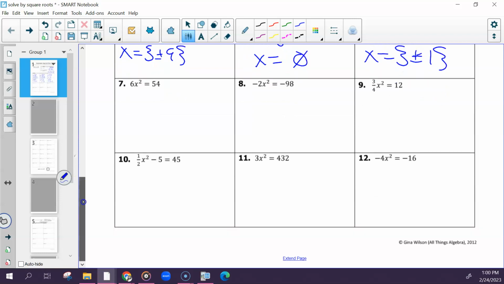How would we solve that? Would it be multiplied by the reciprocal? Take this, flip it, multiply that on both sides. The 3/4 and the 4/3 cancel. What would that equal? X squared equals 16. And then take the square root of both sides. What would that equal? 4. Plus or minus 4.